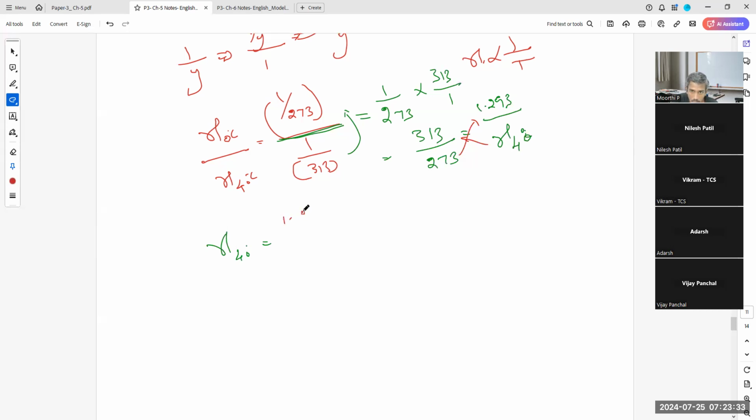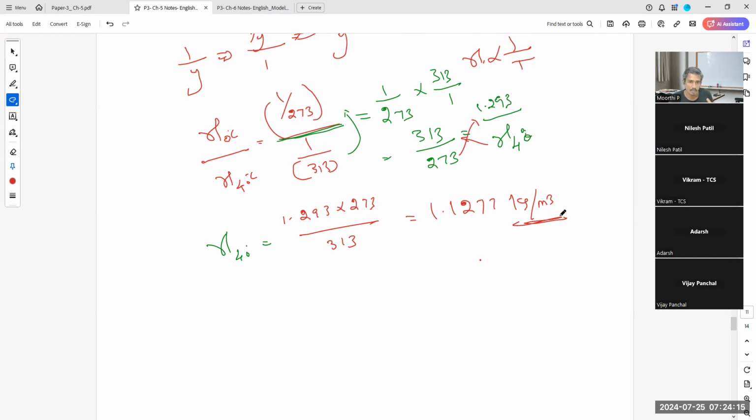Any doubt, tell me. 1.293 into 273 divided by 313. This is understood? Yes. Okay, now tell me the value. 1.127, 1.1277 kg per meter cube. Now clear?